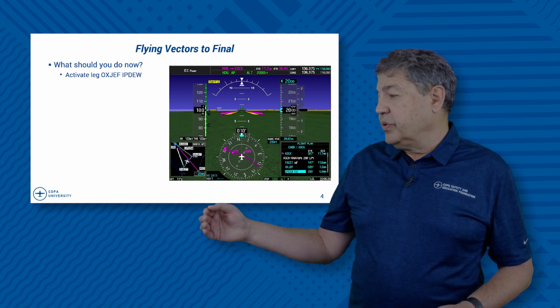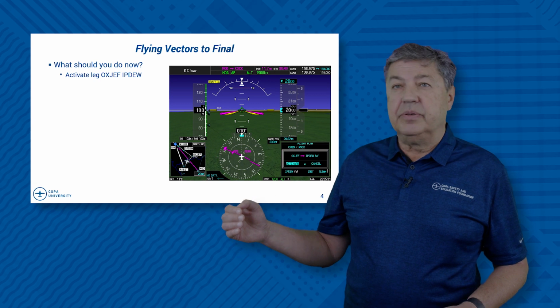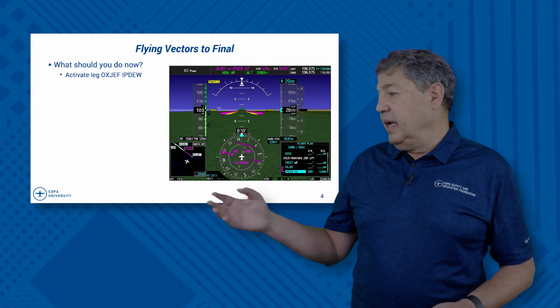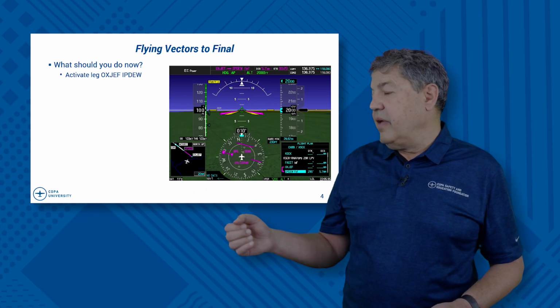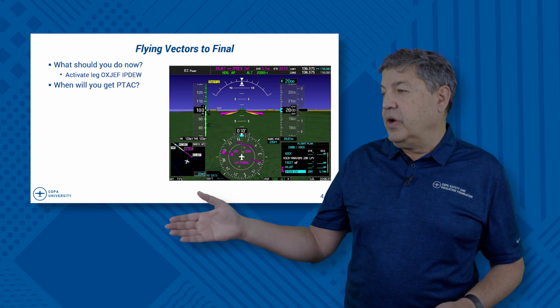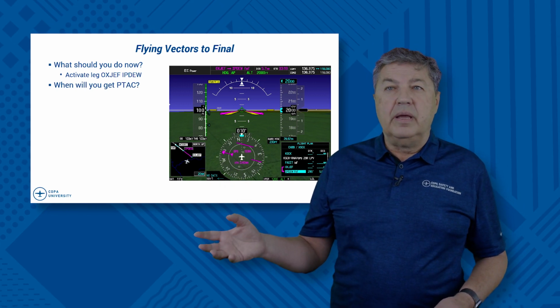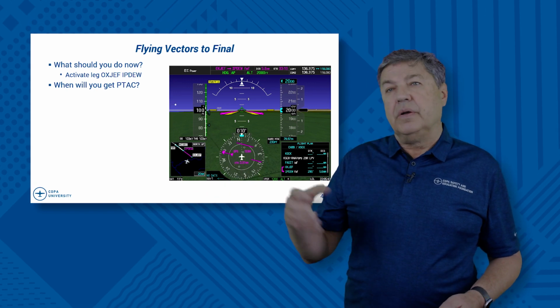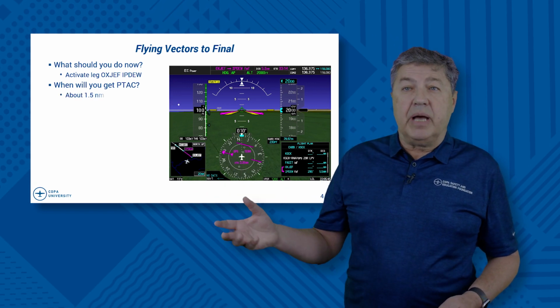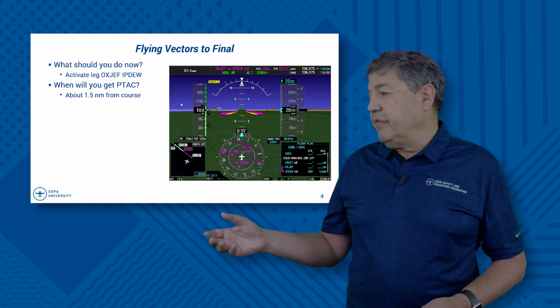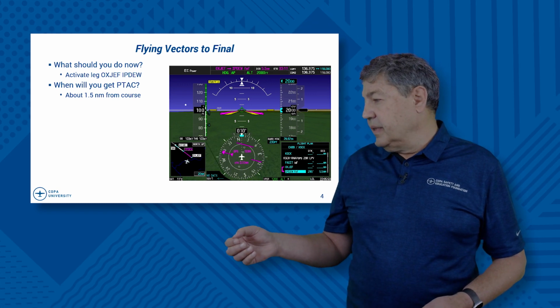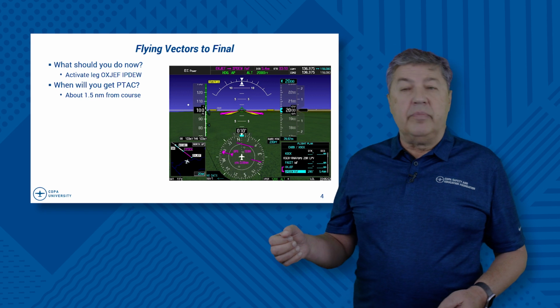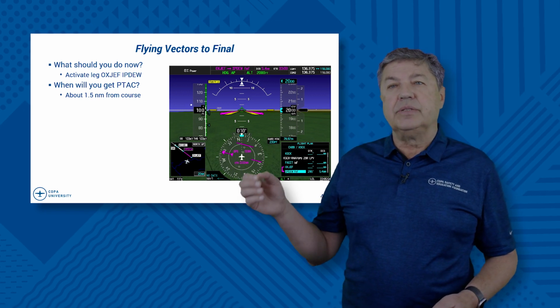So we move the cursor to the end of that leg, which is IBDU, hit menu, activate leg, and here it comes. We now have the final approach course on the HSI. When are we going to get our clearance? Well, we answered the question also on the previous slide, at about 1.5 miles from the final approach course. And we are currently 2.1 miles, so we have still a few seconds to go.